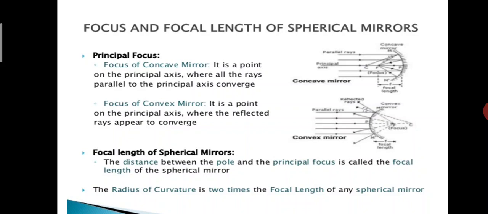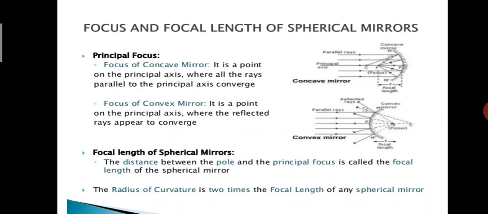On the other hand, in the case of a convex mirror, incident rays parallel to the principal axis after reflection appear to come from a point behind the mirror lying along the principal axis. This point is called the principal focus of the convex mirror.